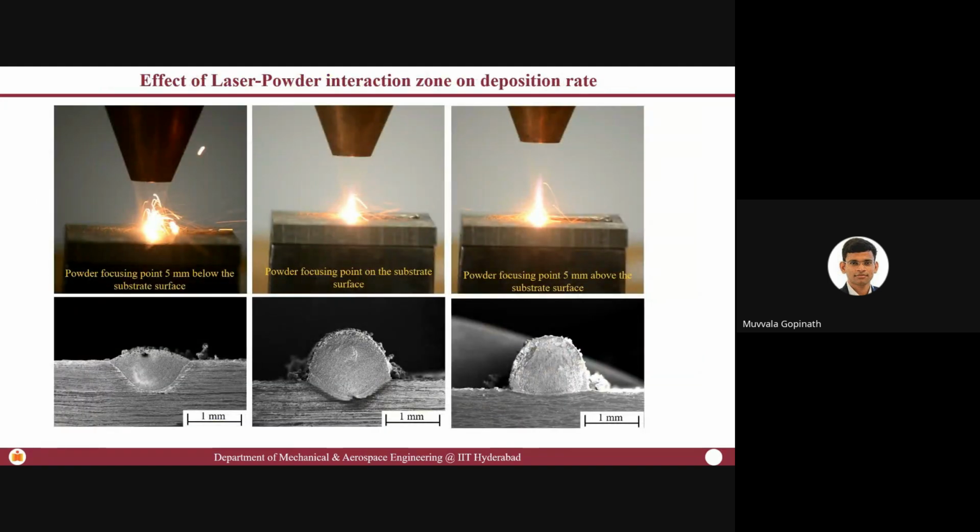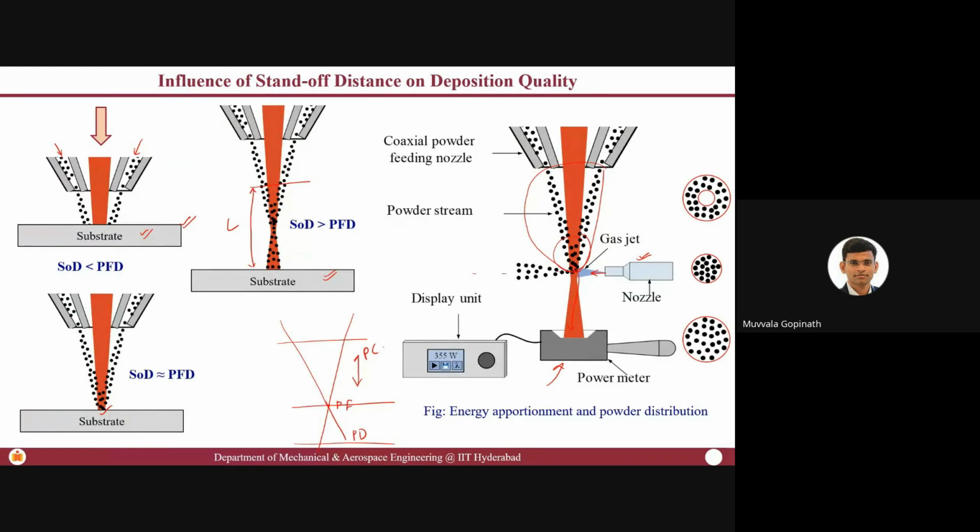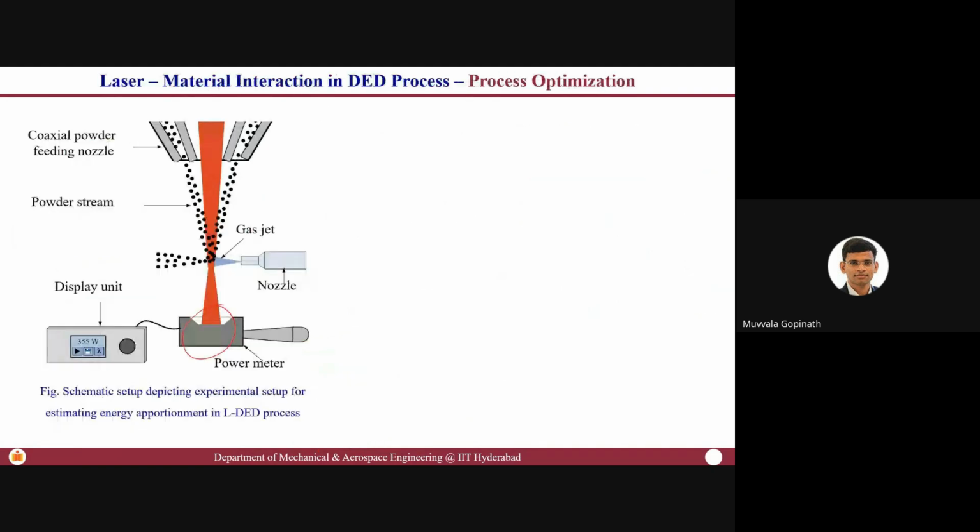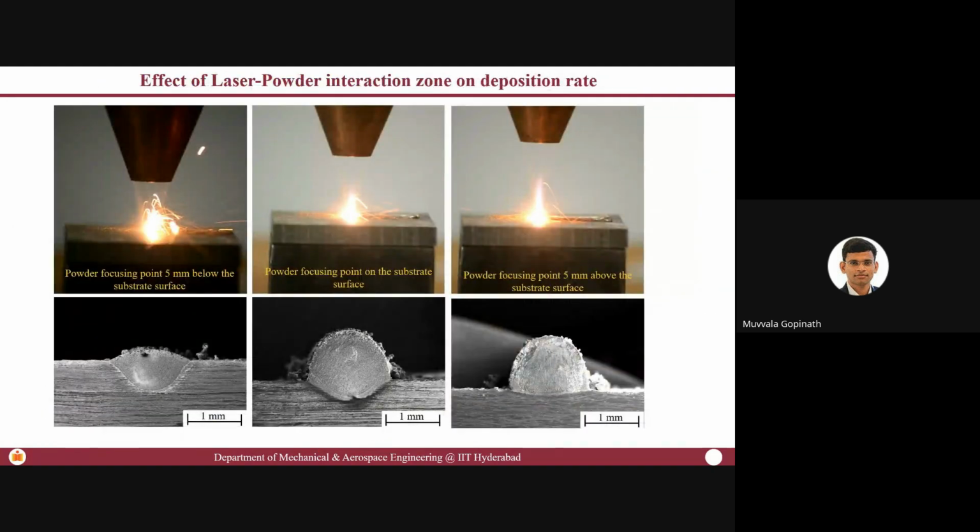Now, what is its implication? Its implication is very simple and clear from the single bead studies, where you can see when you are keeping your substrate above the powder focal point, the laser beam is directly interacting with the substrate. Since the laser beam is directly interacting with the substrate, you will observe that your substrate or the previously deposited layer will melt excessively, whereas if you look at the deposition, you had a very small amount of deposition.